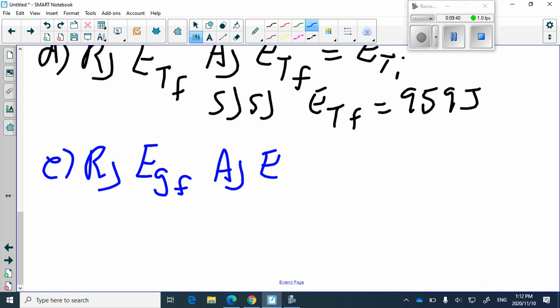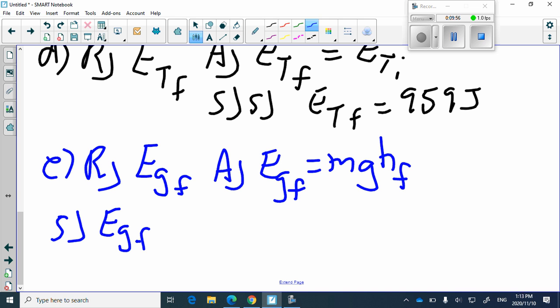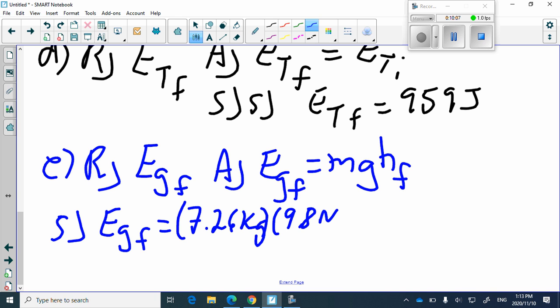Analysis: gravitational potential energy final is equal to the mass of the object, the magnitude of the gravitational field strength near the surface of the Earth, times height final. Now we're going to substitute, and we get gravitational potential energy final is equal to the mass of the shot, which is 7.26 kilograms, times the magnitude of the gravitational field strength near the surface of the Earth, 9.8 newtons per kilogram, times the height final, which is 8 meters above the ground. Notice this is all scalar. There are no vectors here.